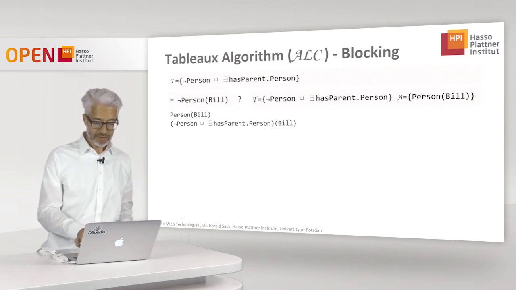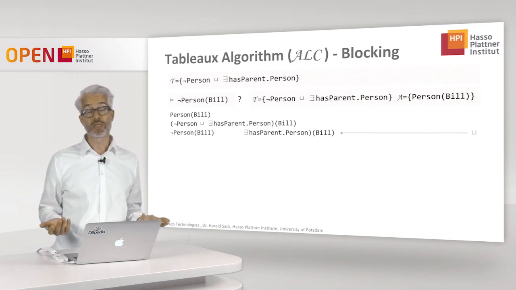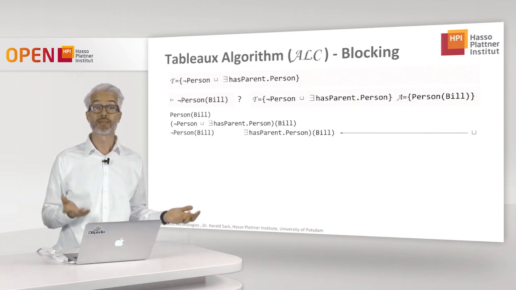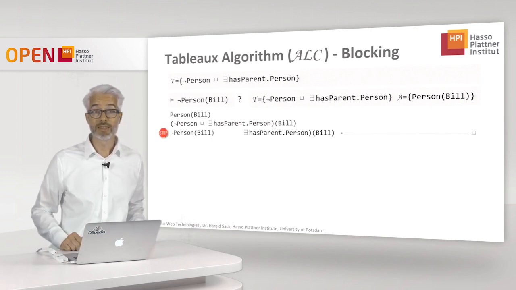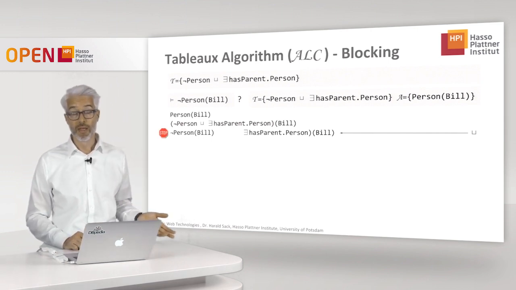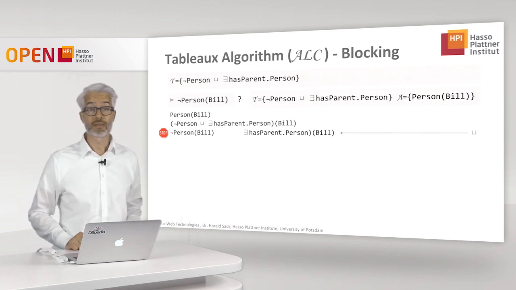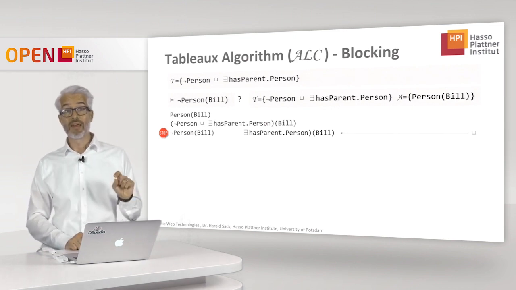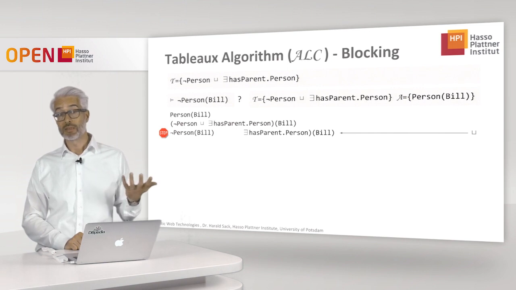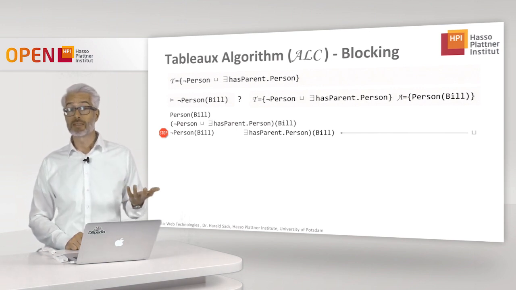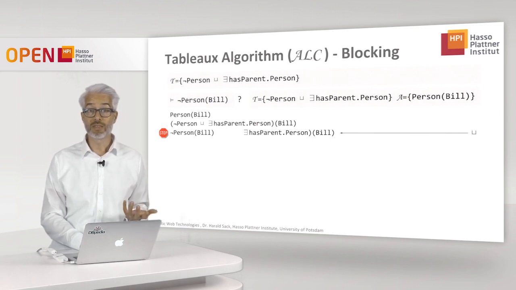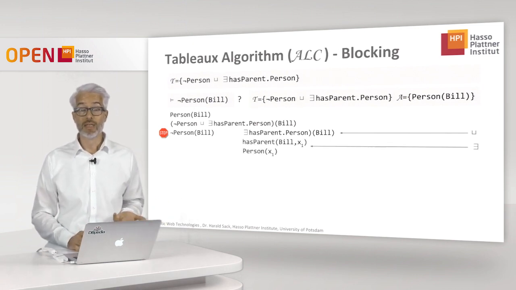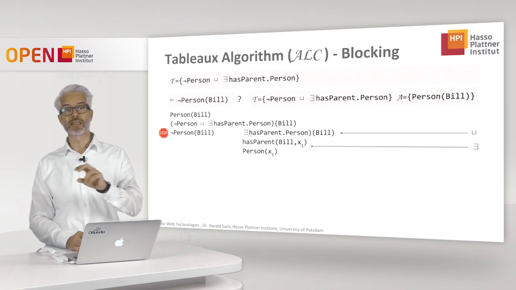And we see that this T-box fact is a disjunction, so we can apply the disjunctive rule, which says that Bill is not a person, and we can see this branch can easily be closed. The other branch contains the existential quantification, which says that there is somebody, it is a person, and this is the parent of Bill. So we assume the existence of a new individual, let's call that X1, and this is the parent of Bill, and X1 is a person.